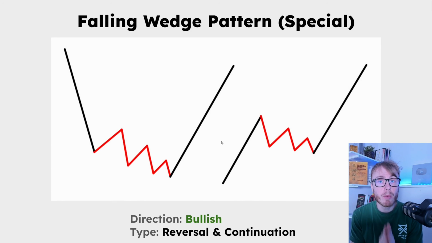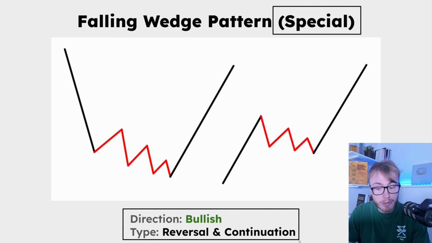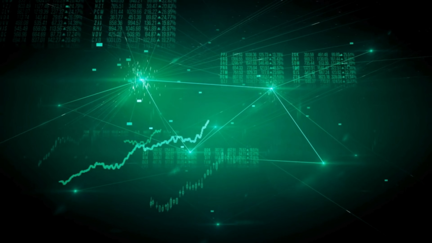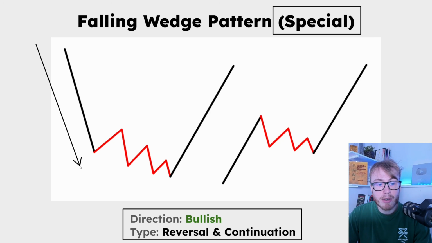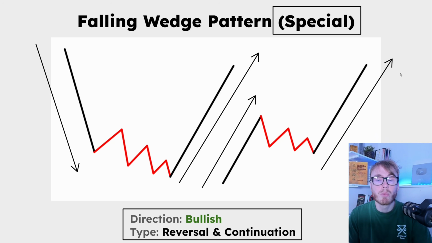The falling wedge pattern. And this is actually a special type of pattern. Why? Well, as you can see, this pattern can act both as a reversal, but also as a continuation pattern. And the direction here is bullish. So the pattern can appear after a downtrend and reverse the price to the upside, but the pattern can also appear after an uptrend and continue the price towards the upside.